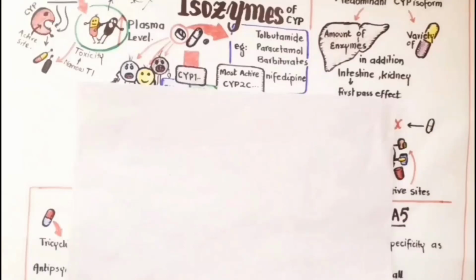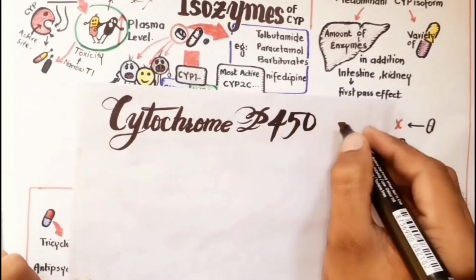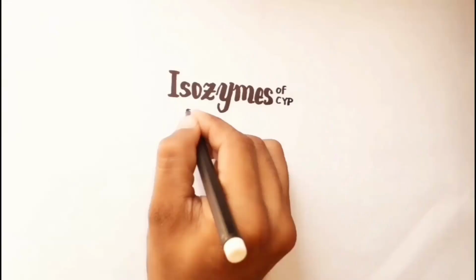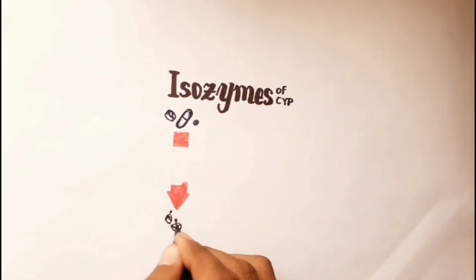In this fourth video on metabolism of drugs, we will discuss the isozymes of the Cytochrome P450 enzyme system. CYP450 enzymes are divided into subgroups depending upon the sequence of amino acids in each isozyme. These enzymes have the capacity to modify a large number of structurally diverse substrates.